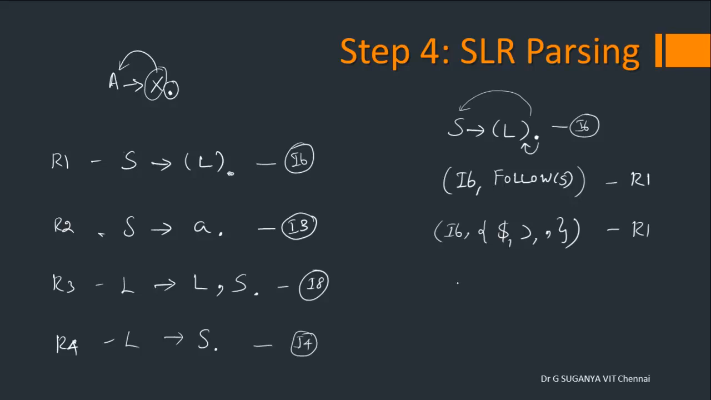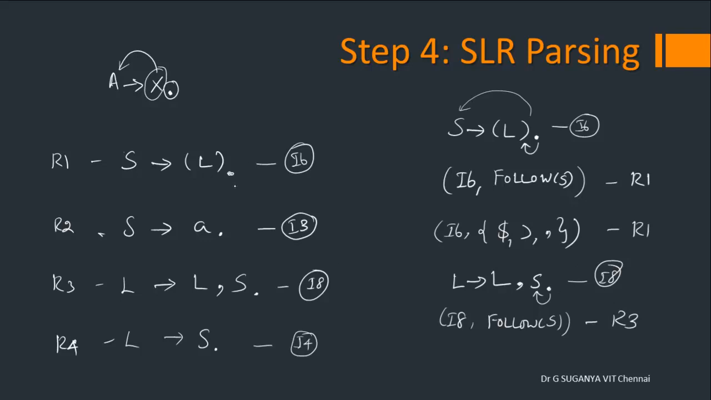Now I'll tell you one more thing. L gives L comma S dot. Now just check the symbol that is preceding this dot. Since it is a non-terminal, it has its follow. This is found in I8. So in I8, comma, follow of this non-terminal, which is your preceding symbol, you have to add reduce by rule number 3. This is rule number 3. Okay, so what is the procedure now?